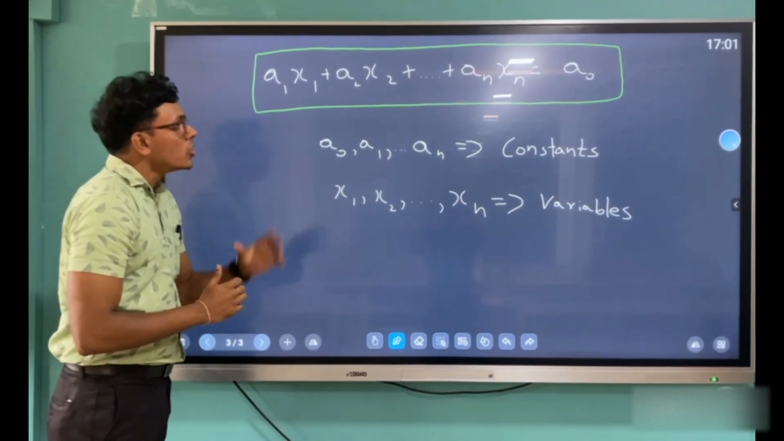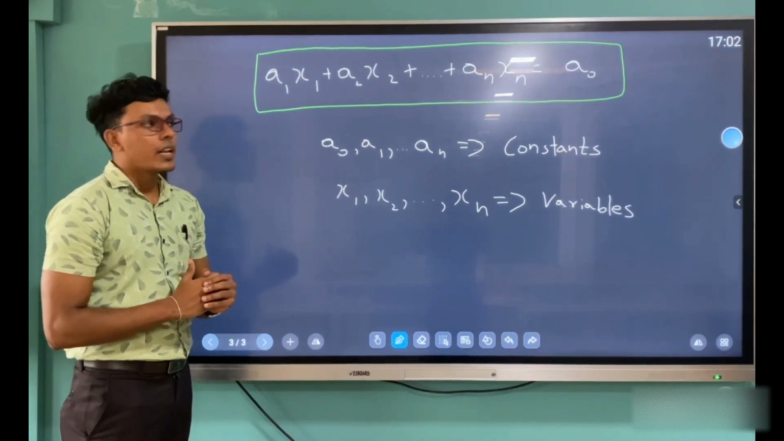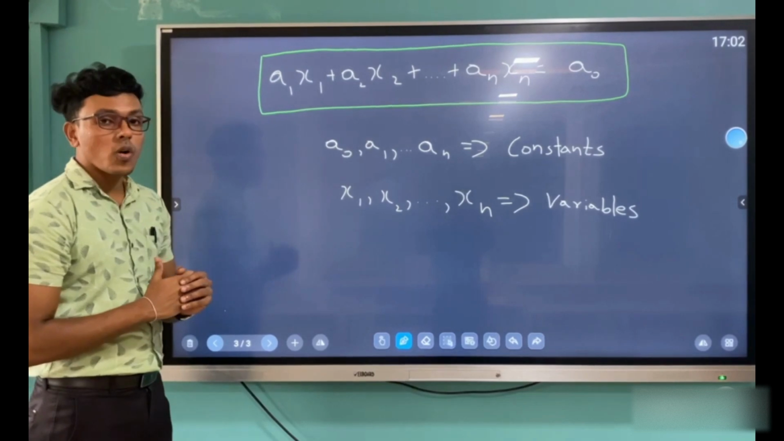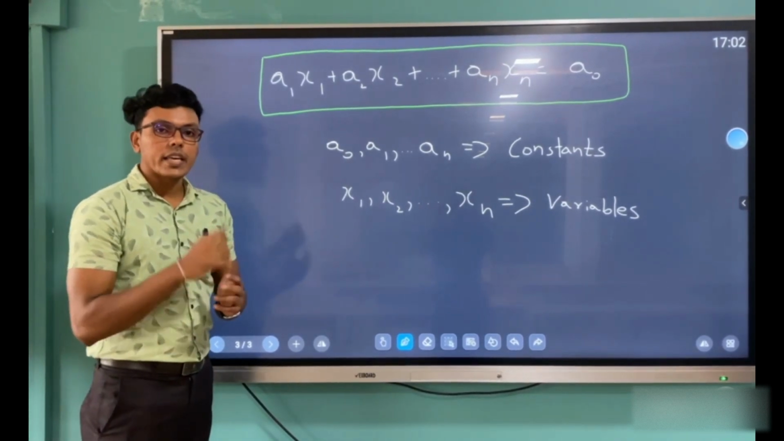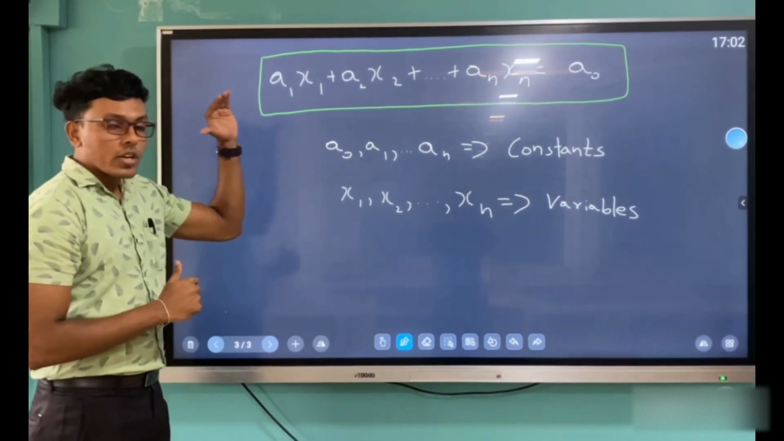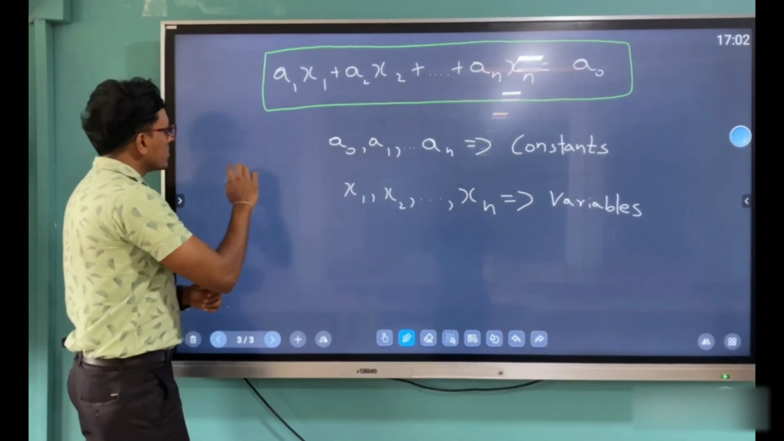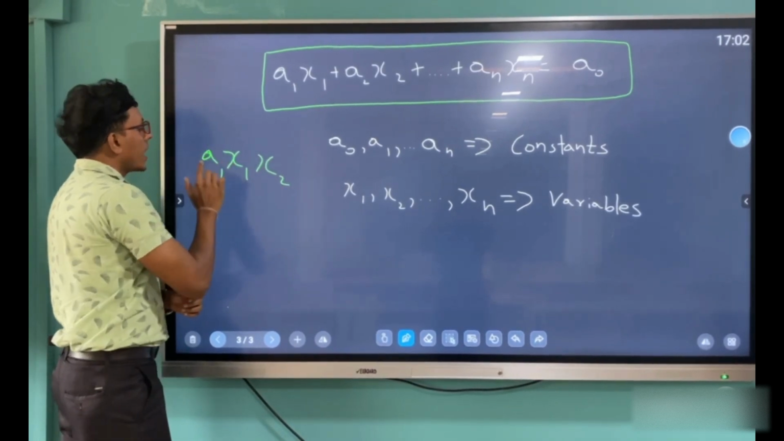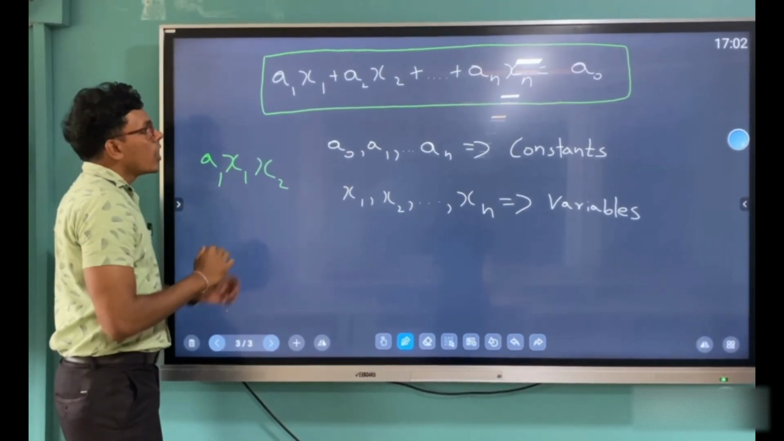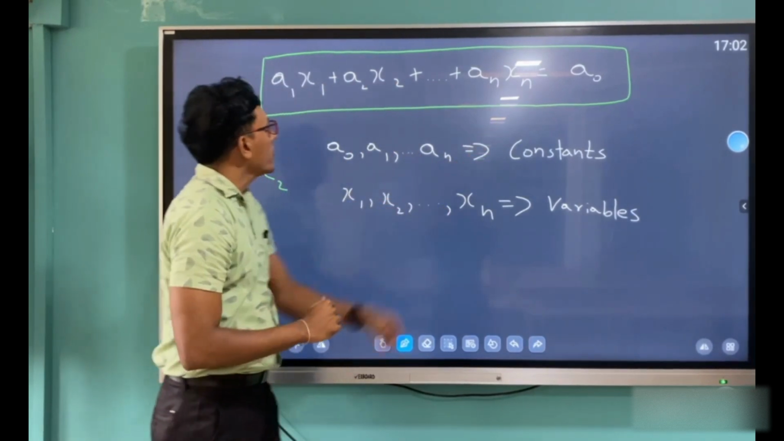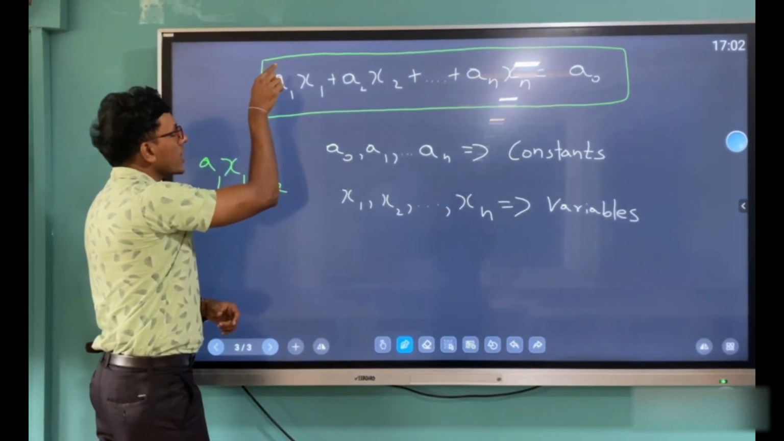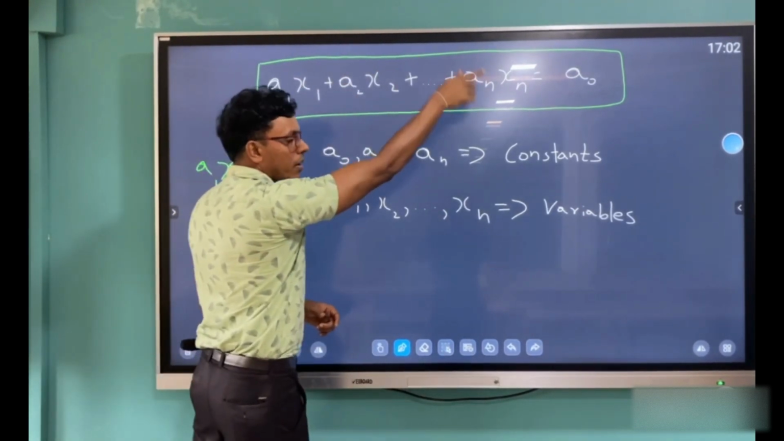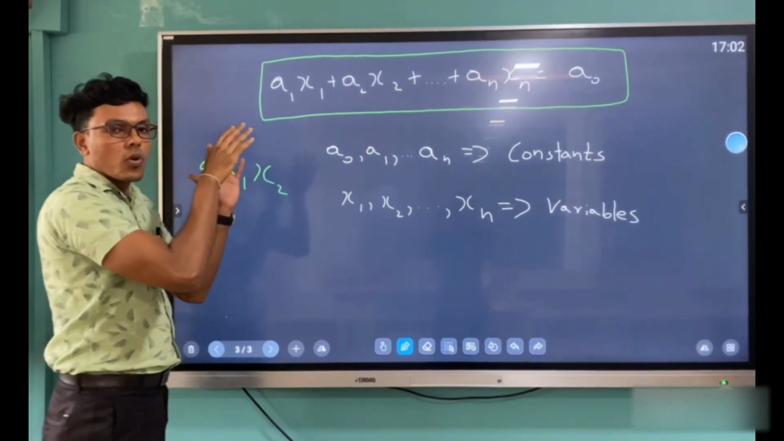In these equations, you can't see any trigonometric terms like sin x, cos x, tan x. They are not here. In this general form, you can't see any exponential term like e to the power x. You can't see any term with a product of 2 variables like x1 times x2. No. Each and every term in this general form comes as a constant multiplied by a variable. So that is the general form.